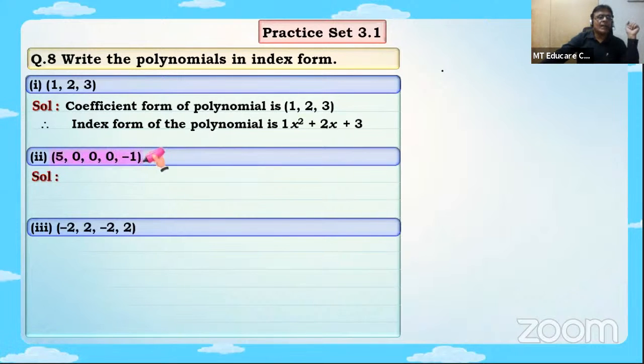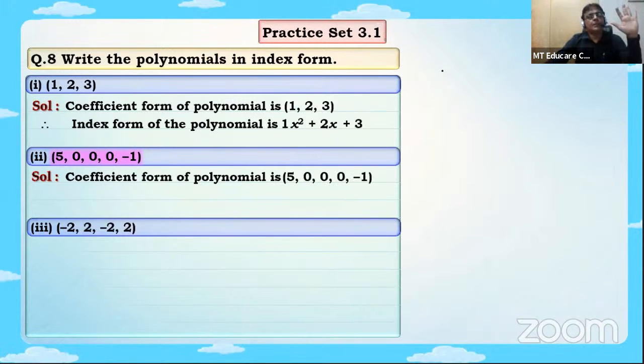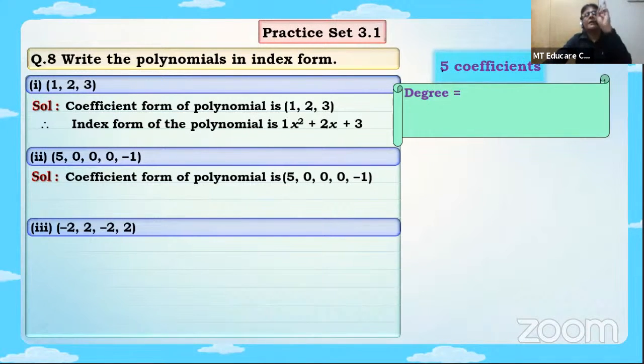I have 5 0 0 0 minus 1. Now how many terms are there, students? There are 5 terms. So what is the relationship between the terms and the degree? Number of terms minus 1 is equal to degree. So degree is equal to number of terms minus 1. 5 minus 1. Sir 5 terms किधर है? तो ये वाला terms. I'm counting this 5 0 0 0 minus 1. They are 5 terms. So 5 minus 1 will be what? 4. So my first power will start with 4.